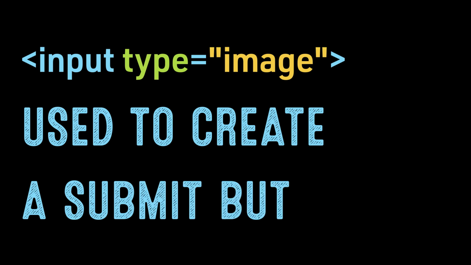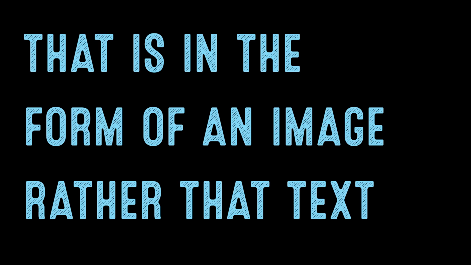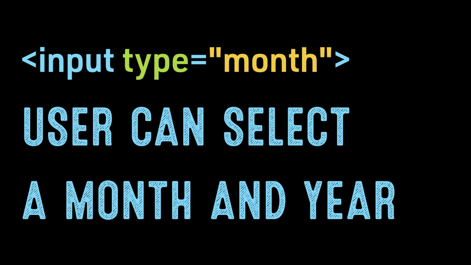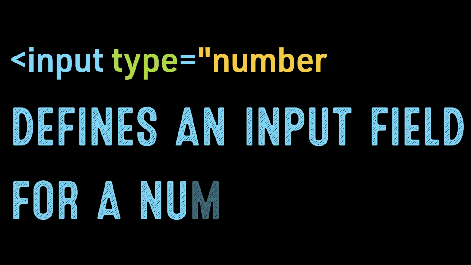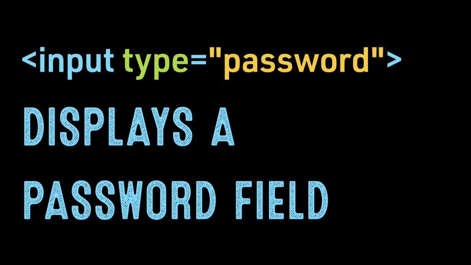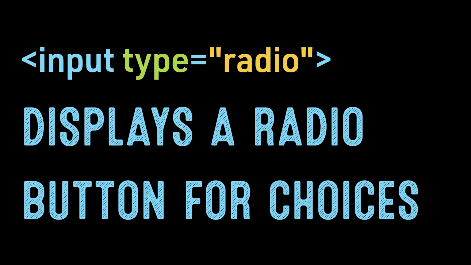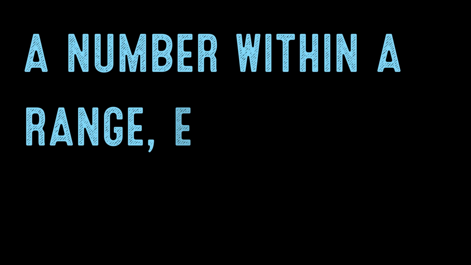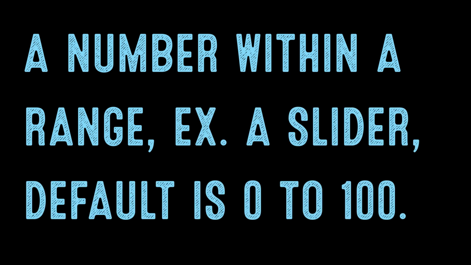Input type image, used to create a submit button that is in the form of an image rather than text. Input type month, user can select a month and year. Input type number defines an input field for a numeric entry. Input type password displays a password field. Input type radio displays a radio button for choices. Input type range defines a control for entering a number within a range. Example, a slider. Default is 0 to 100.